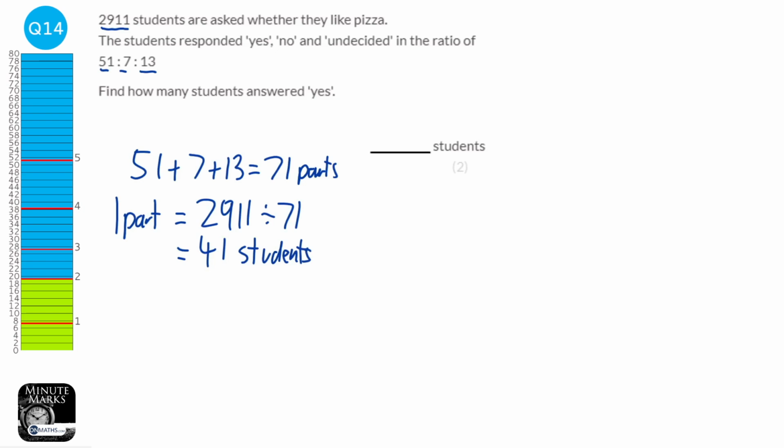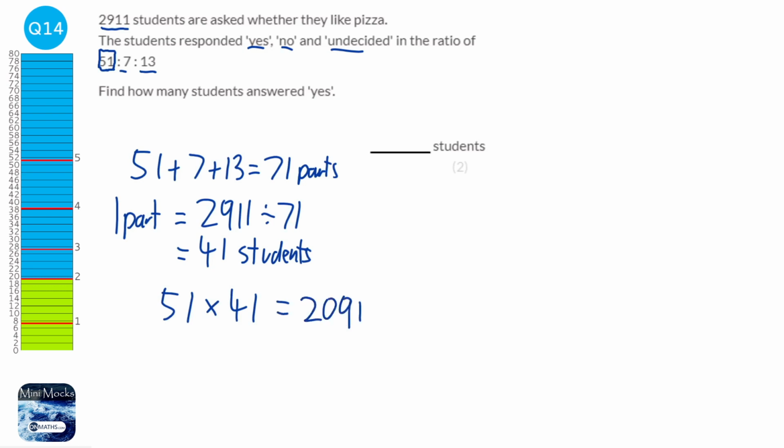Now yes, because it goes yes, no, undecided, yes will be the 51 there. So it's 51 lots of 41 students. 51 parts with each part representing 41 students. And when you multiply those together, you get 2091. So our answer is that 2091 students responded with yes.